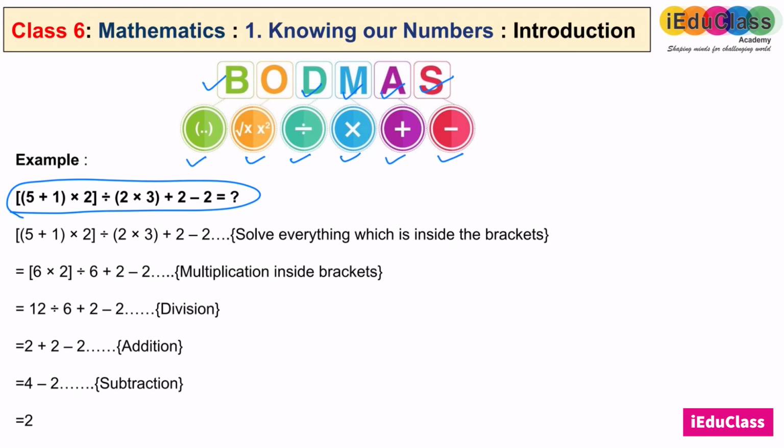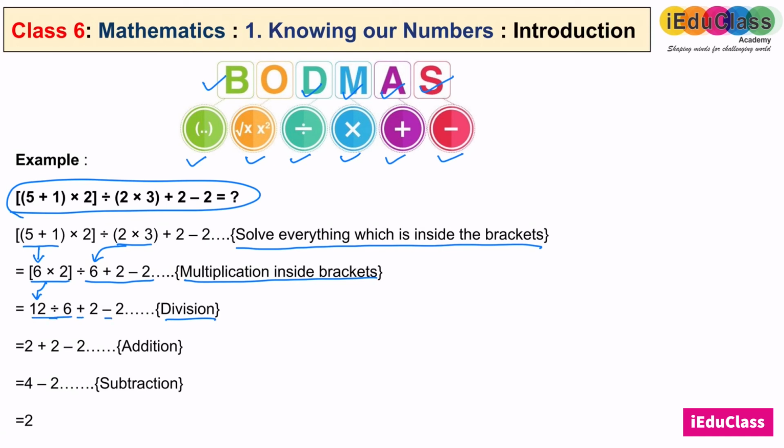In first step, solve everything which is inside the bracket. Solve this 2 first. So you can take 2 3s are 6, 5 plus 1 6. Okay, again solve this bracket, 6 2s are 12. This number will remain same because multiplication inside the bracket. Next is division. There are 3 processes: division, plus and minus. So we will do division first.